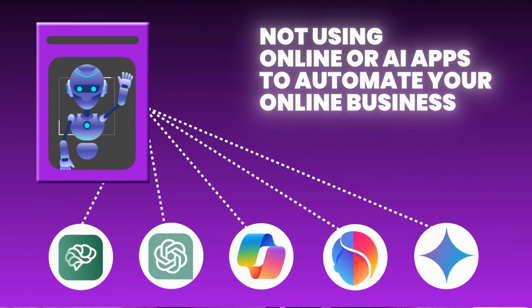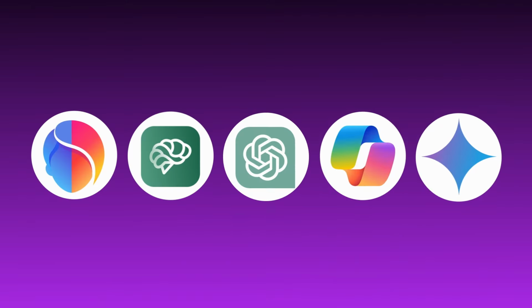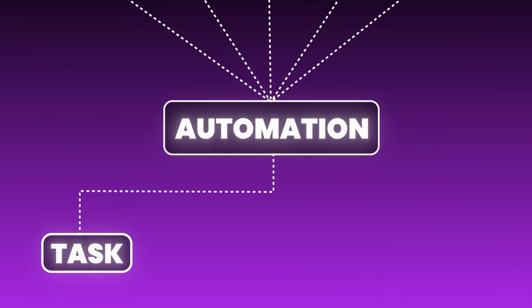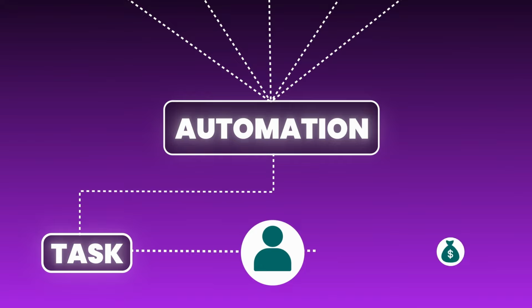Well, the mistake is not using online or AI apps to automate your online business so that you can make money passively when you're not even working. Now, you might be thinking, how can you make money when you're not working? To do that, you need the help of online or AI tools to create automations that replace some of the time-consuming tasks that you usually have to do yourself to make money online.